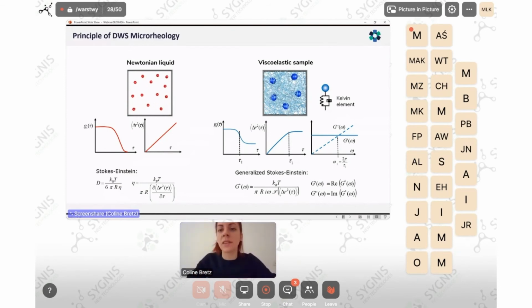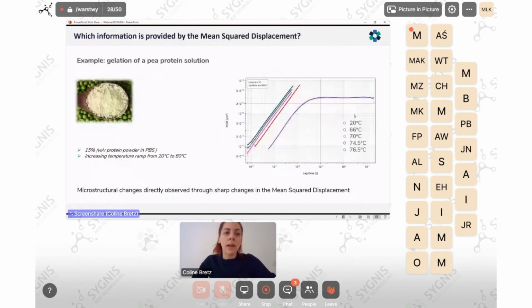And this is how we can see directly if we are looking at a viscoelastic sample or at a purely viscous sample. When that is the case, we can apply the generalized Stokes-Einstein equation to the mean square displacement, and from it we can extract the elastic and the viscous modulus here. I wanted to provide an example of such gelation monitoring, for example.